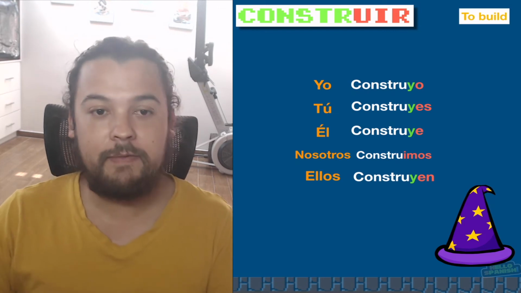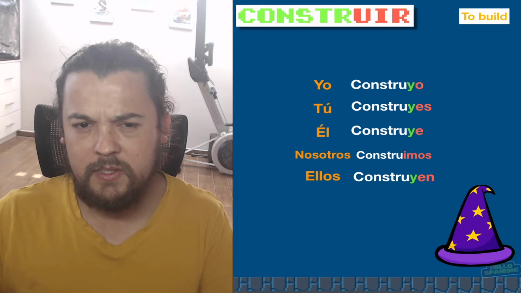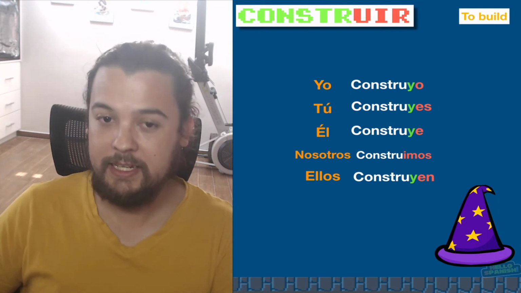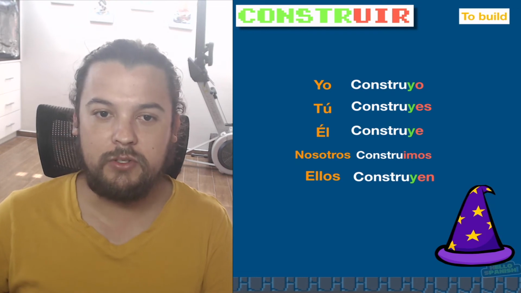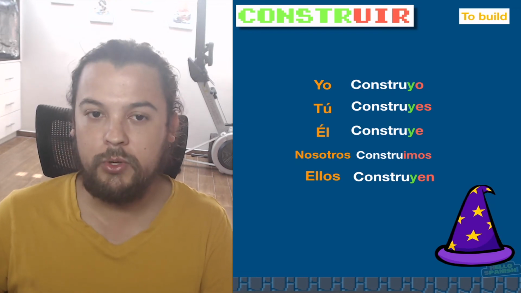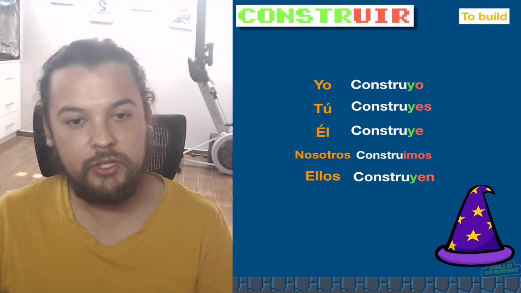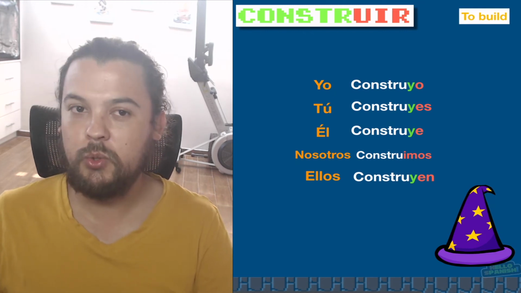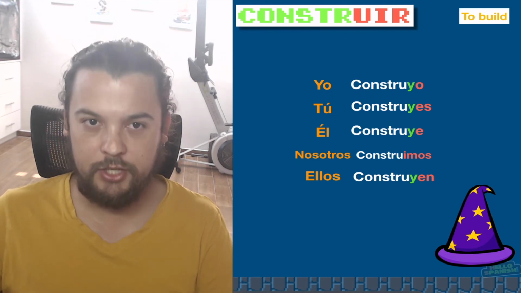If not, well, you just have to remember that when you have a UIR, you have to put a Y between the endings and the original verb. So it's not construo, but construyo. Tú construyes, él construye, nosotros construimos, and ellos construyen.